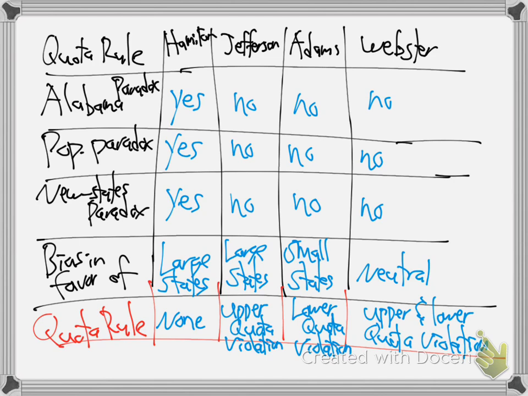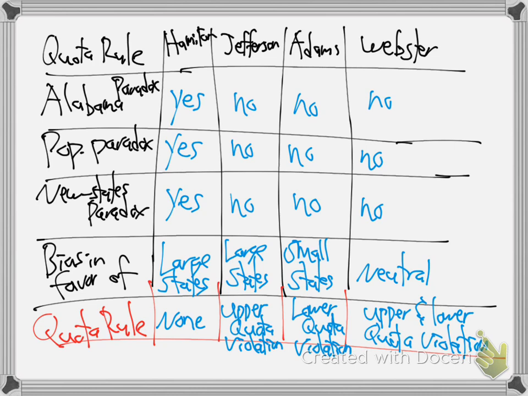The population paradox is when the population of one state grows faster than the other, and the slower growing state gets the extra rep, steals one. And the new states paradox is when a new state comes in, it'll cause a shift among other states sometimes. Hamilton can do all those bad things. The other methods do not. They never will. They've been mathematically proven to never do that.